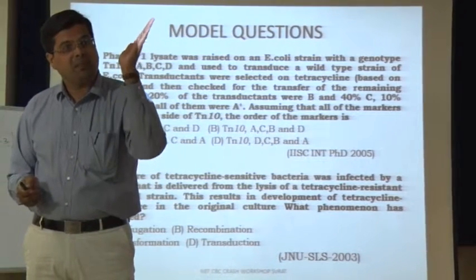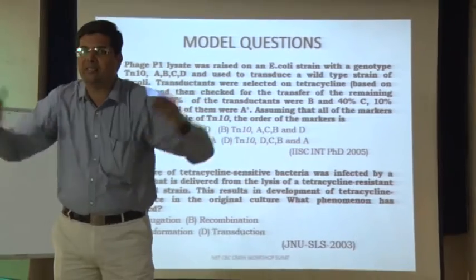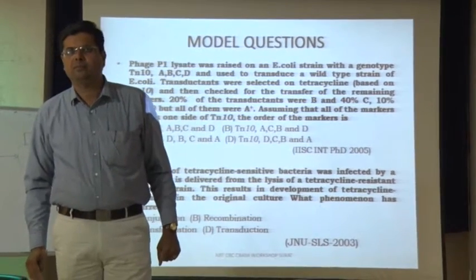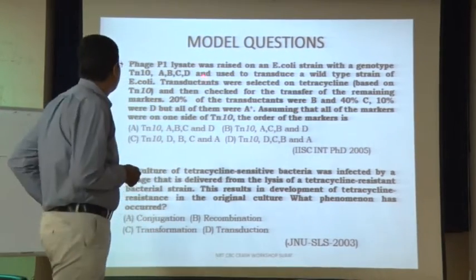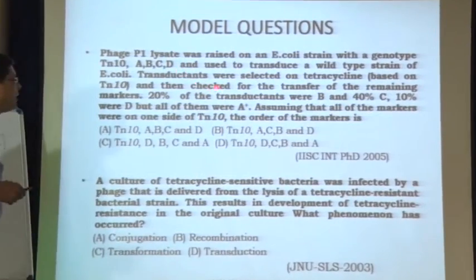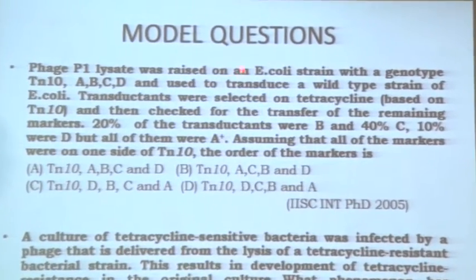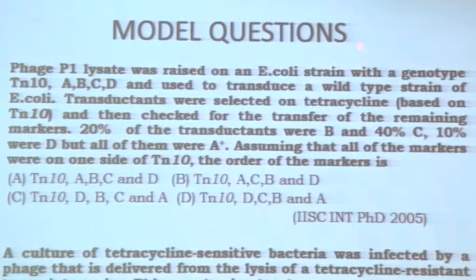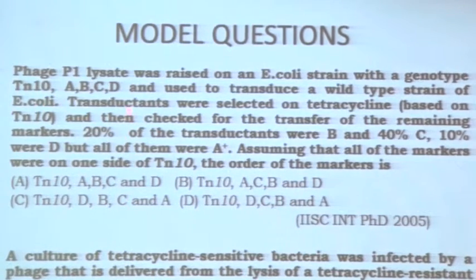Sometimes these questions are much more easy than the single line questions. You know that? Are you getting it? So what is the question? That the phage P1 lysate was raised on an E. coli strain with a genotype TN10 ABCD and used to transduce a wild type strain of E. coli. Now, the transductants were selected on the tetracycline, which is because TN10 carries the tetracycline resistant marker.